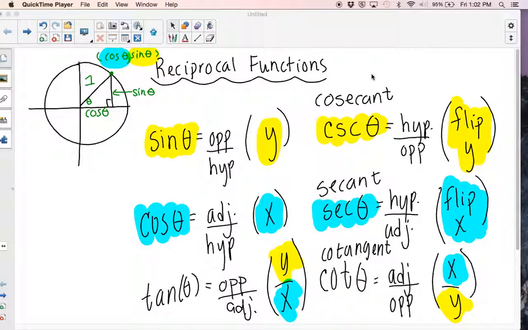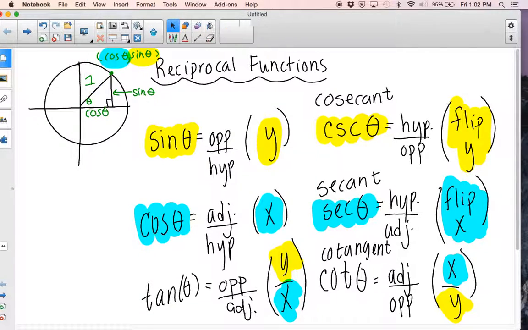So reciprocal functions. Reciprocal functions are the flipped version of the original function, because reciprocal means to flip something, to flip a fraction. Recalling from our unit circle activity, remember that the hypotenuse of a unit circle is always 1, and because the hypotenuse is 1, this x value ends up being cosine, and this y value ends up being sine. So your coordinate is cosine, comma sine.